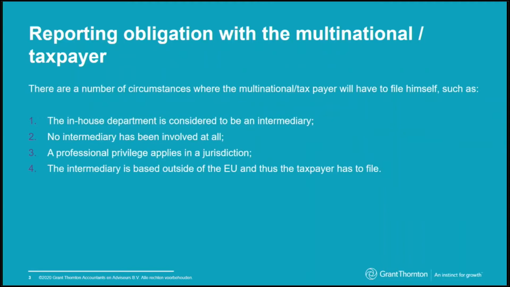Another example is one where no intermediary at all is involved. Let's say you do a cross-border transaction without any assistance, then you might be the one who has to report as well. A third example is when a professional privilege applies in a jurisdiction. Think, for instance, of lawyers. In such a situation, this intermediary must report on a no-name basis and subsequently provide that reference number to the taxpayer or the multinational, and subsequently the multinational will have to file the report. Last but not least, as this is an EU directive, if a taxpayer has an intermediary which is not a resident in the EU, then the reporting obligation also shifts to the taxpayer or the multinational himself. Thanks.